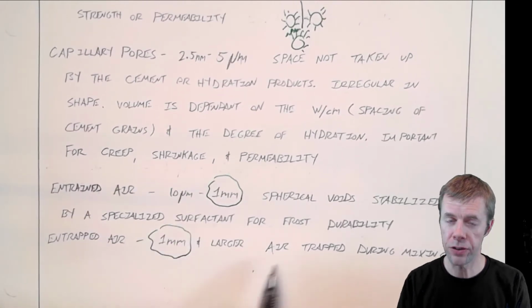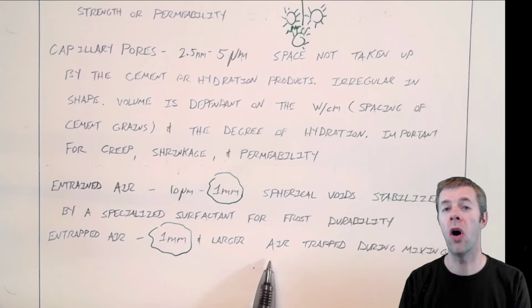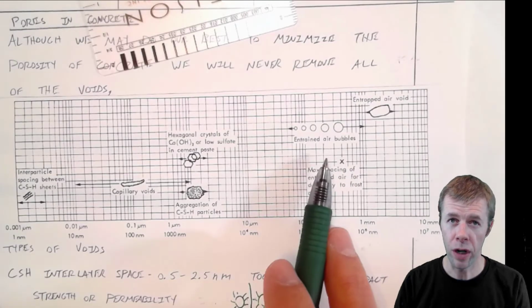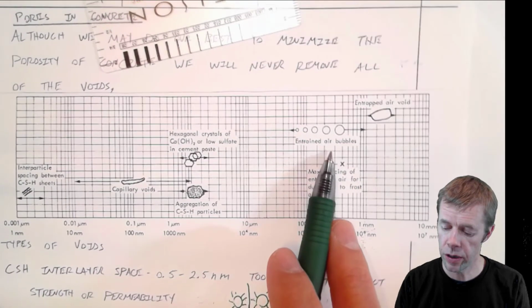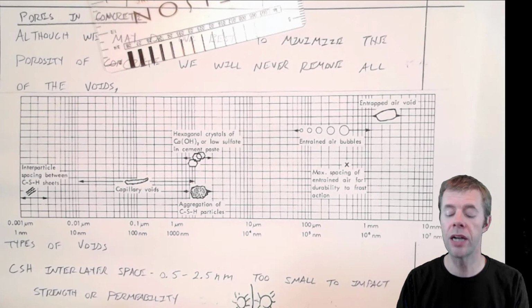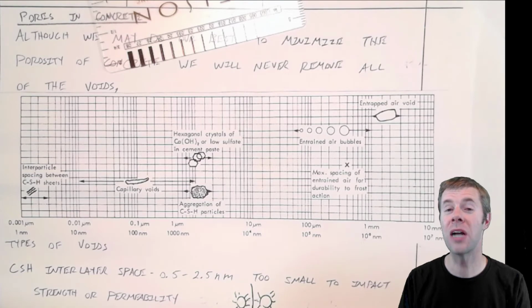And this is the air that's trapped during mixing. These are the huge voids. These have big impact on durability, big impact on strength. They're a big deal. And we can go back up to our graph and we can look at them. There's our air entrained voids coming in there, and here's our entrapped voids coming in here. Again, it's just nice to have a graphical representation of all these different sizes of pores inside concrete.